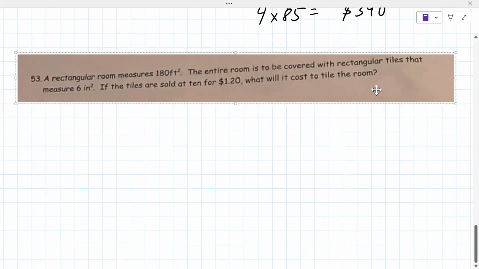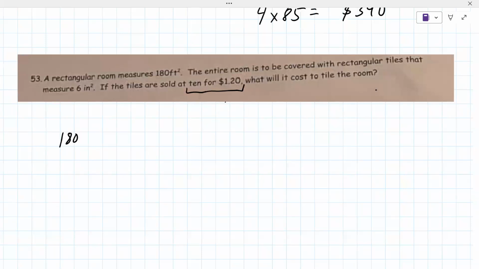All right, a rectangular room measures 180 feet squared. The entire room is to be covered with rectangular tiles that measure 6 inches squared. Tiles are sold at 10 for $1.20. What will it cost to tile the room? So this is a better example. You have to buy 10. You can't buy 9, you can't buy 11, you've got to buy 10.